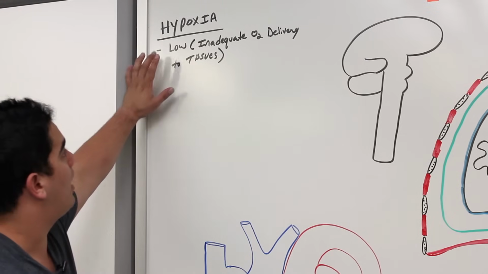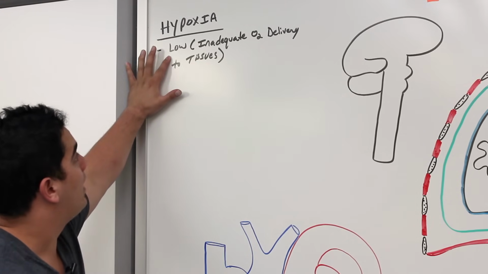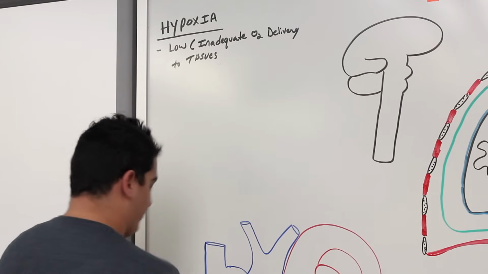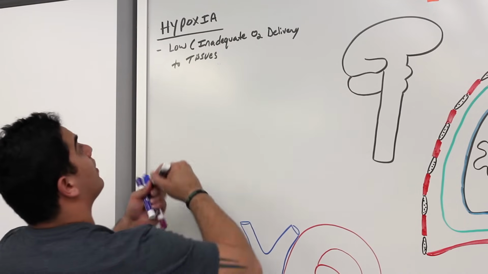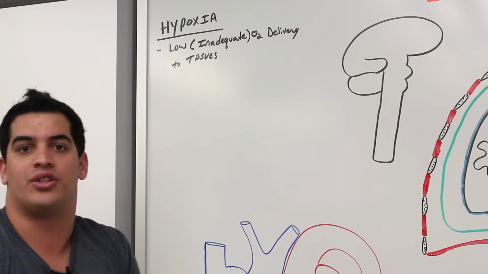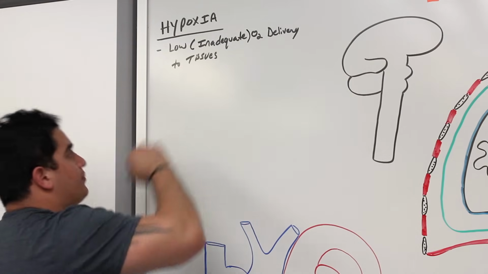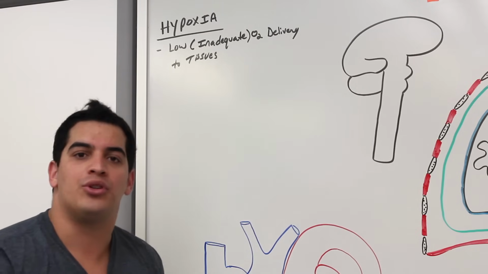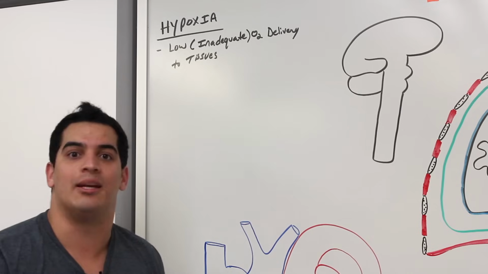But again, how would you define hypoxia? It is low or inadequate, and we can put parentheses around inadequate. So low or inadequate oxygen delivery to the tissues. Now that we have the definition of hypoxia, the next thing is, how would you determine if a person is actually exhibiting hypoxia?